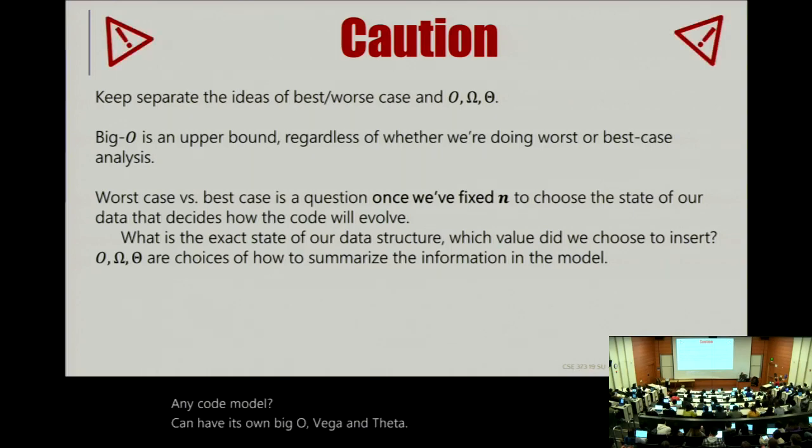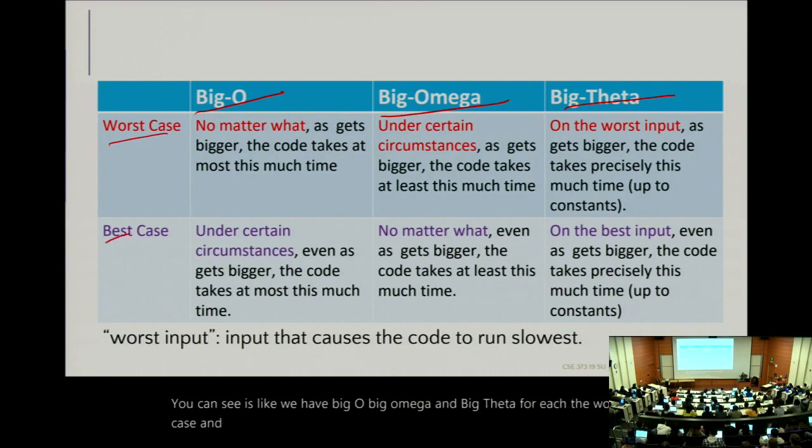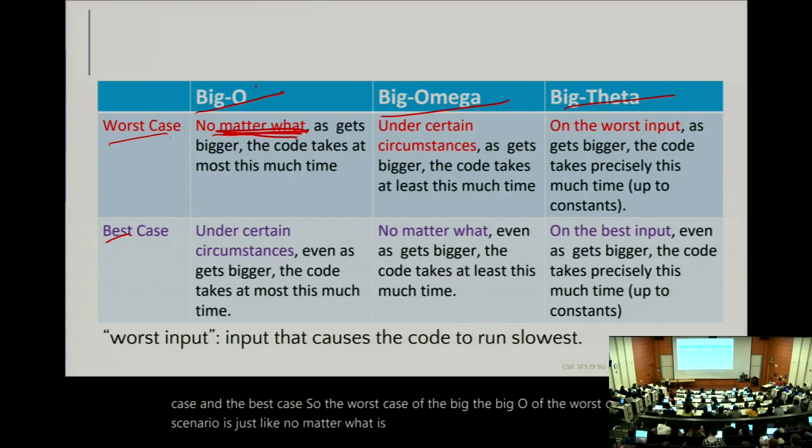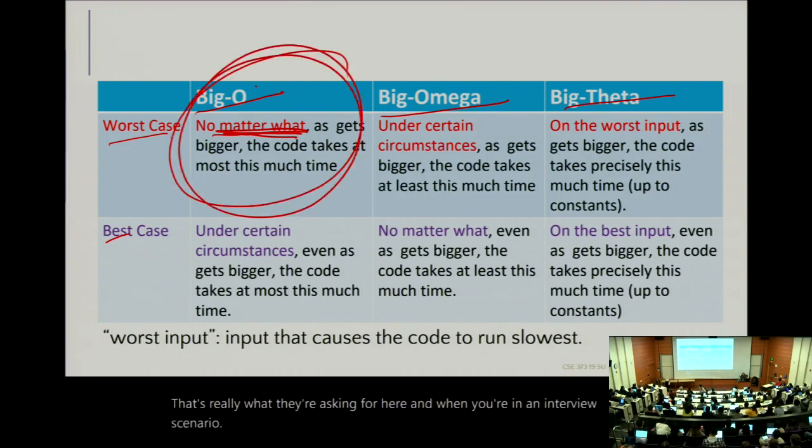Here, you can read through this too. You can see we have big O, big omega, and big theta for each of the worst case and the best case. So the big O of the worst case scenario is just: no matter what, what is the absolute slowest that this code is going to run? That's really what they're asking for here. And when you're in an interview scenario, this box here is probably what they are asking of you.